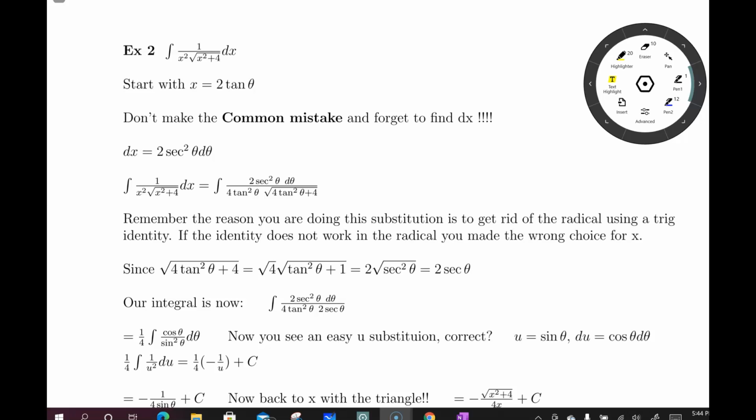All right, so let's do another one here. I've got it all written out so you can just watch and listen. I'll follow along. So inside here is x squared plus a squared. So that's using the tangent. So x equals 2 tangent theta.